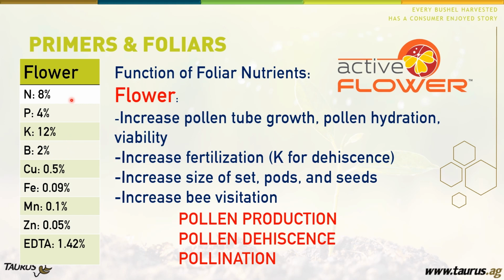And if we want to grow a crop, we need to set the seed, we need to make pods, and we need to make a lot of seeds and grow big seeds to get that yield. And for things like canola, that uses some pollination from insects, it increases bee visitation, because if the plant is healthy, it's got a lot of nectar and pollen, the bees will be attracted to it, and it produces a lot of honey here in Western Canada and Ontario. And the bees will go back to the hive and tell them which are the good fields, because they just know how to do that. So we're going to take a look at pollen production, pollen dehiscence, and pollination, and then of course fertilization.